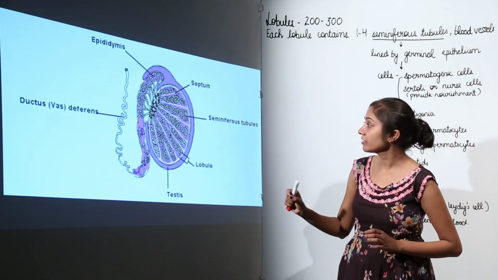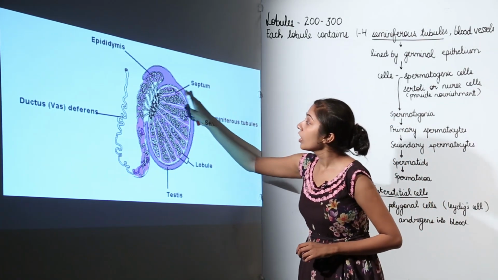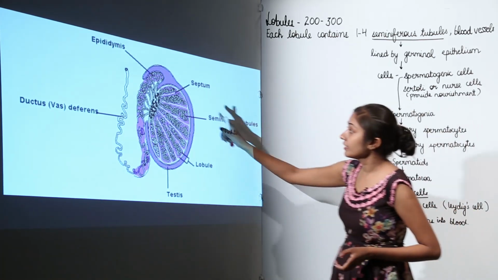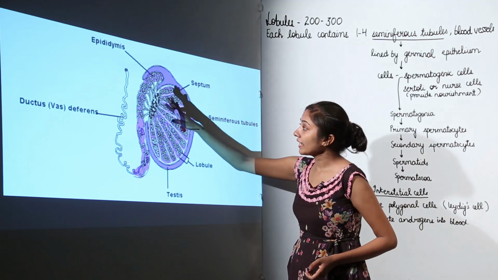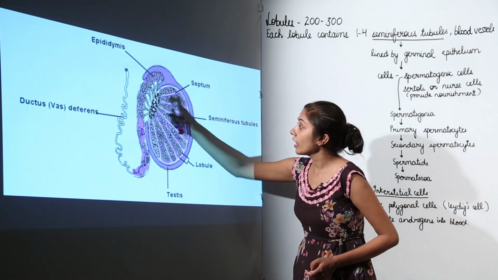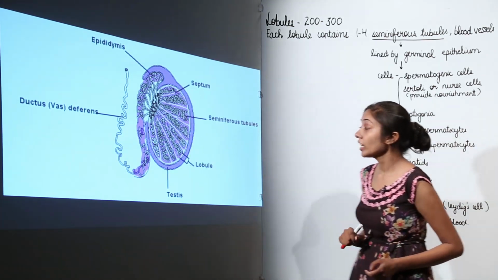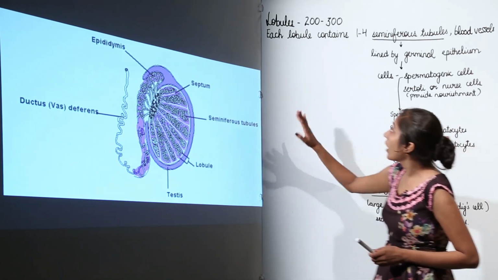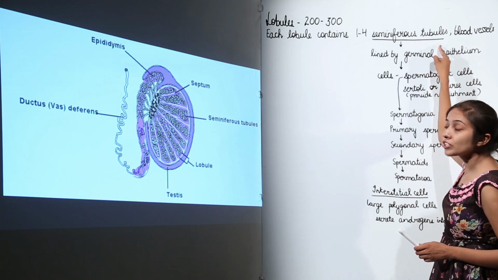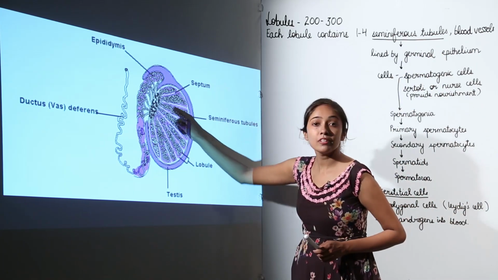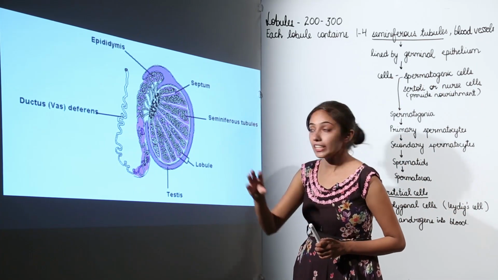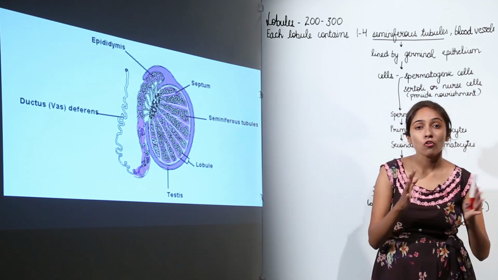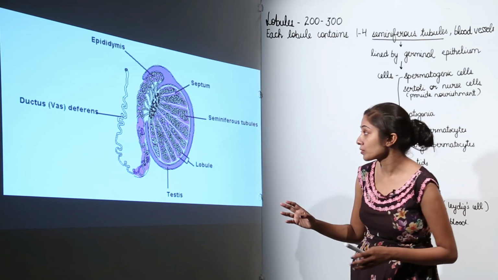Now the septum divides the testes into around 200 to 300 lobules. You can see that this is the septum. It divides the testes into 200 to 300 lobules. Now these lobules contain 1 to 4 seminiferous tubules. So these are the seminiferous tubules that are there in these lobules. Each lobule contains around 1 to 4 seminiferous tubules.